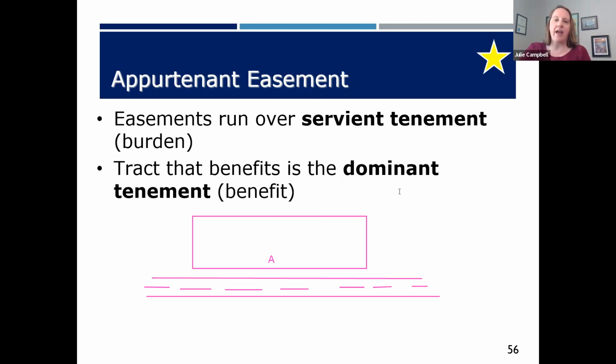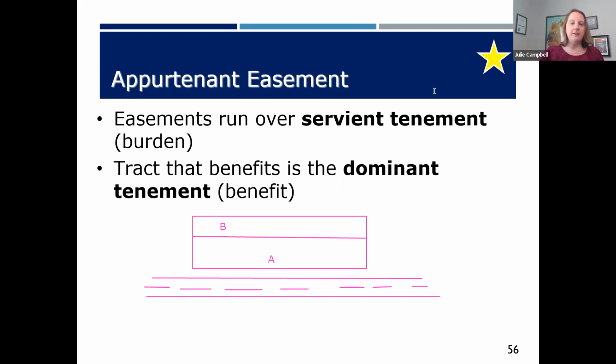And one day owner A decides they're going to subdivide their land. They're going to take their land, divide it in two, and then sell it to owner B. B has to use A to access the road, don't they? There's no other road. There's no other way to get to it. The only way for B to get to the road is to access A.